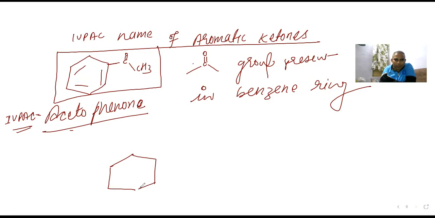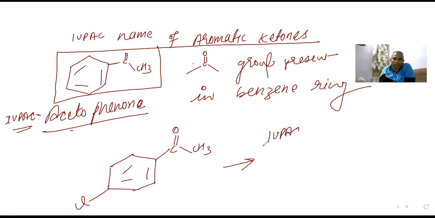Here I am writing C double bond O CH3, and here I am having Cl. Name. We have to start from acetophenone, so that is 1. Which direction will we go? We can go in any direction because it will be the same. 2, 3, 4. So it will be 4-chloro.